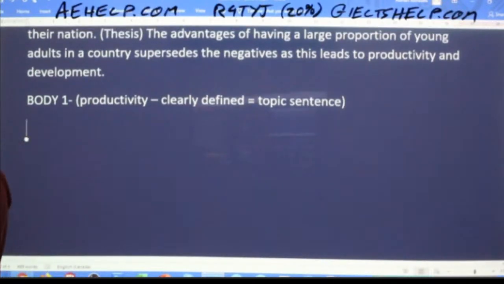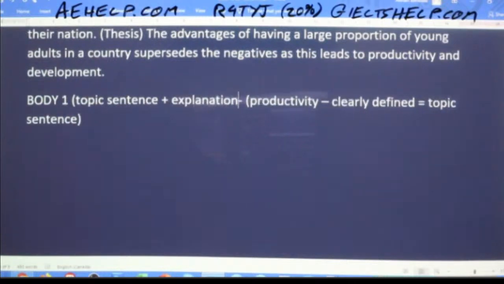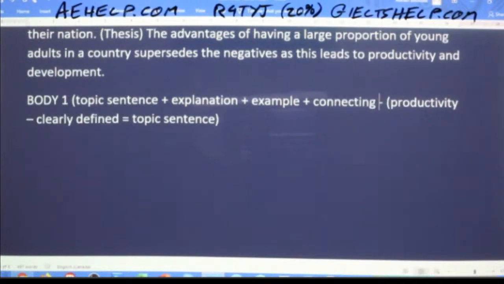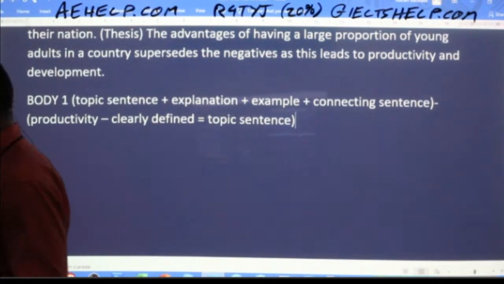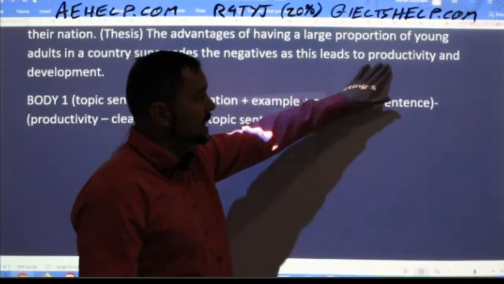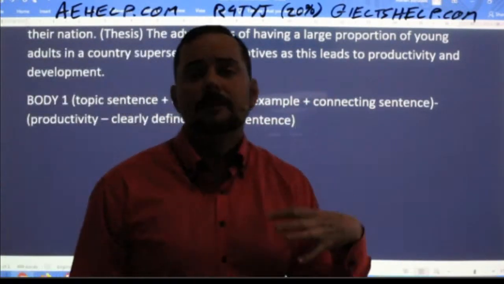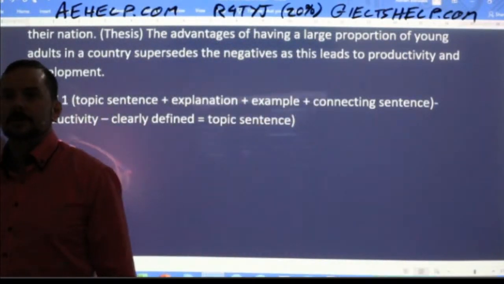The body paragraph, for those of you who don't know, a typical body paragraph has a topic sentence plus explanation plus example plus connecting sentence. Okay, so connecting, concluding. That's a typical body paragraph, all right? So here, your topic sentence is basically taking the word productivity and then being able to define that clearly more for your reader. So give me a nice topic sentence here, okay?